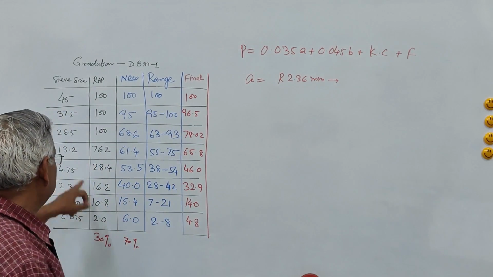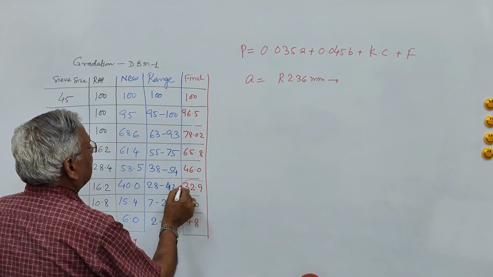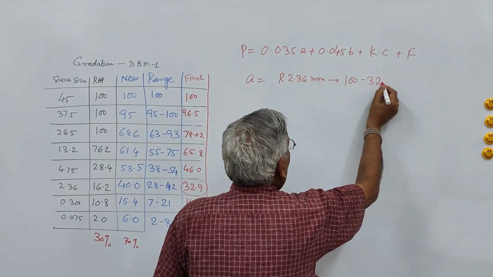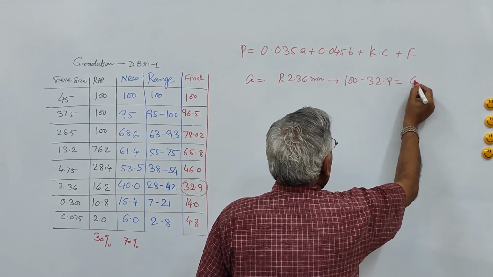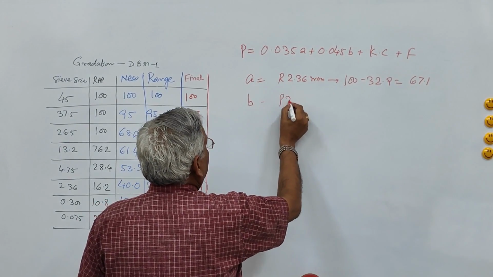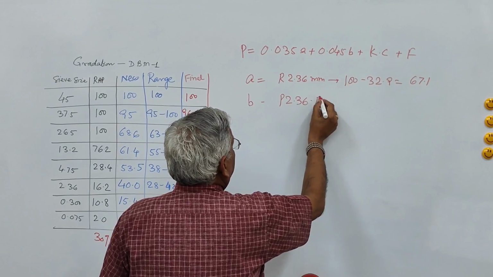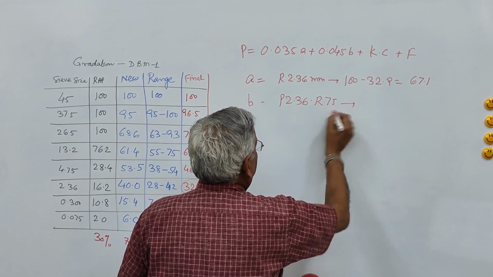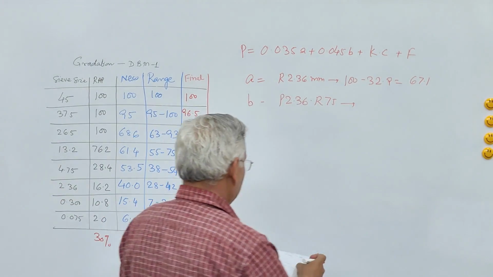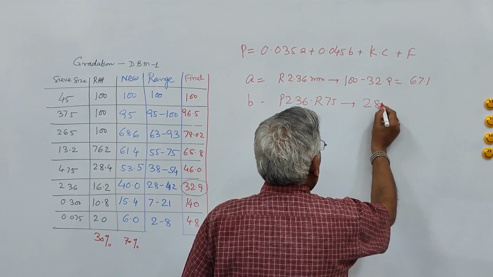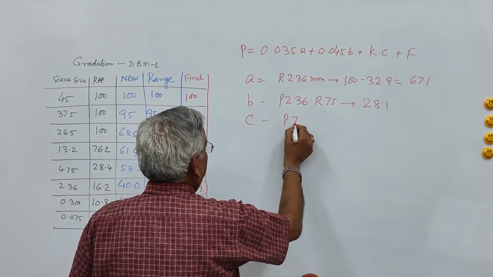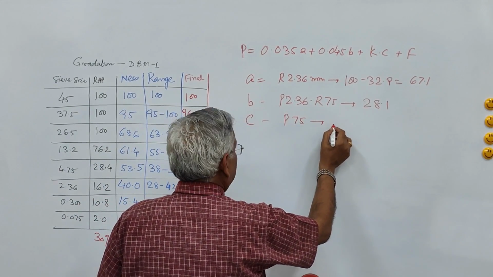Now 2.36 is here, so this is the passing, so retained will be 100 minus 32.9, that is 67.1. B is passing 2.36 and retained on 75 micron: 32.9 minus 4.8, that is 28.1. C is passing 75 micron and that is 4.8%.